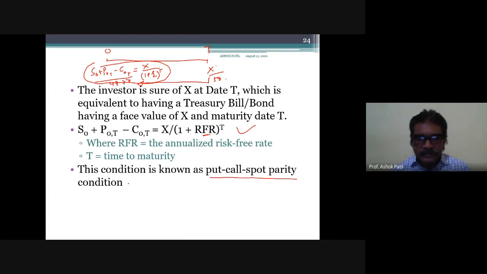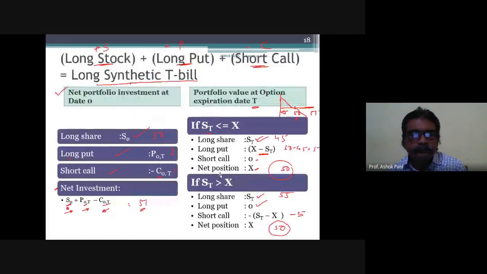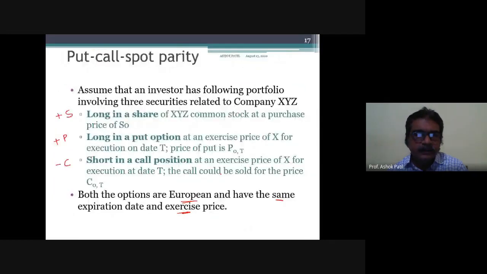Okay, so we have seen with the example how a certain combination of put and call and some share is going to give me a fixed amount. So we know that X is at maturity time period T, and I want to see what the value of that is today. So today's term is equal. This is what we are saying. This is why parity is nothing but equality. So any questions on this part?